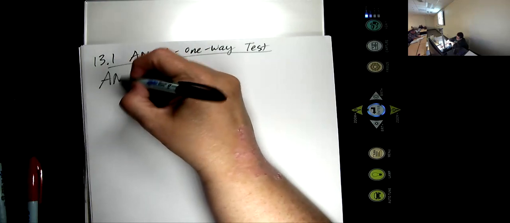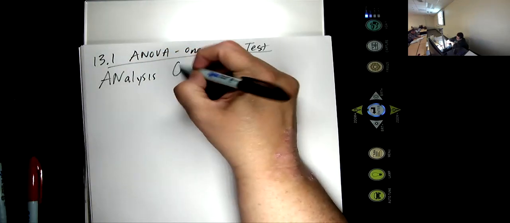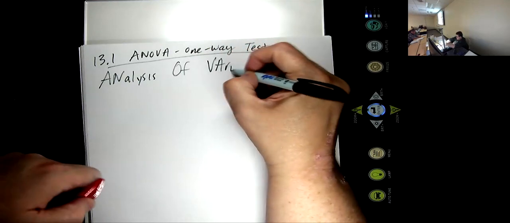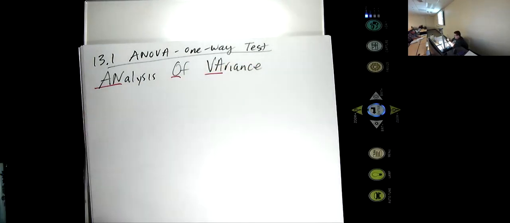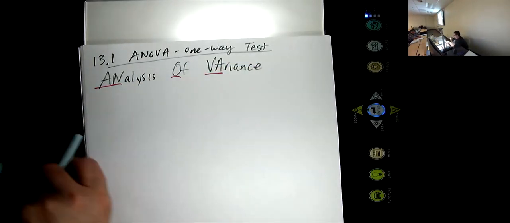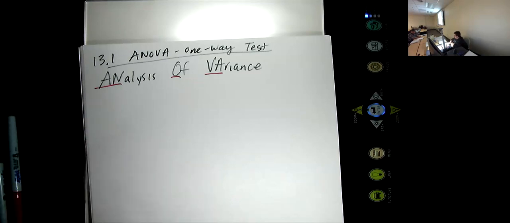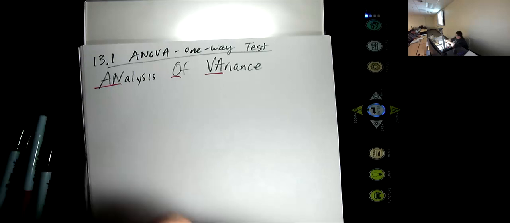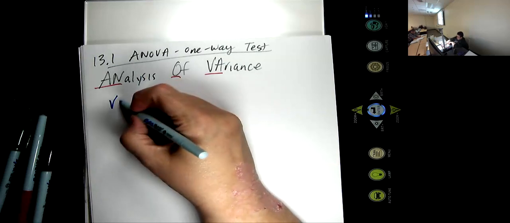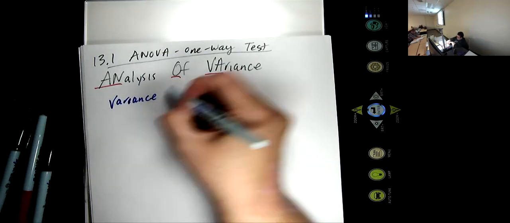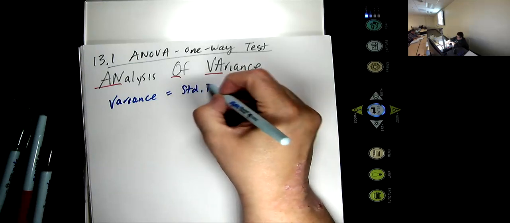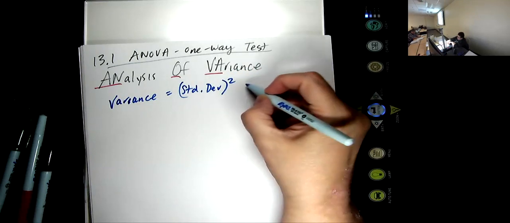ANOVA stands for Analysis of Variance. Now there's more than one way to do it. We're going to do the one-way test. Variance, this is a question about variance. So we are checking what is variance first off. As a reminder, variance is standard deviation squared. We haven't had to do a whole lot with it this semester.